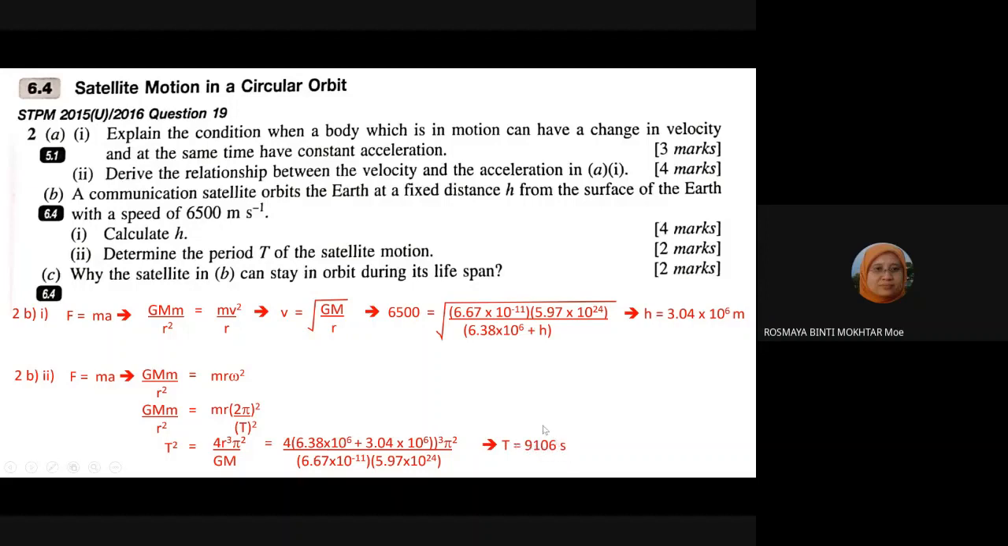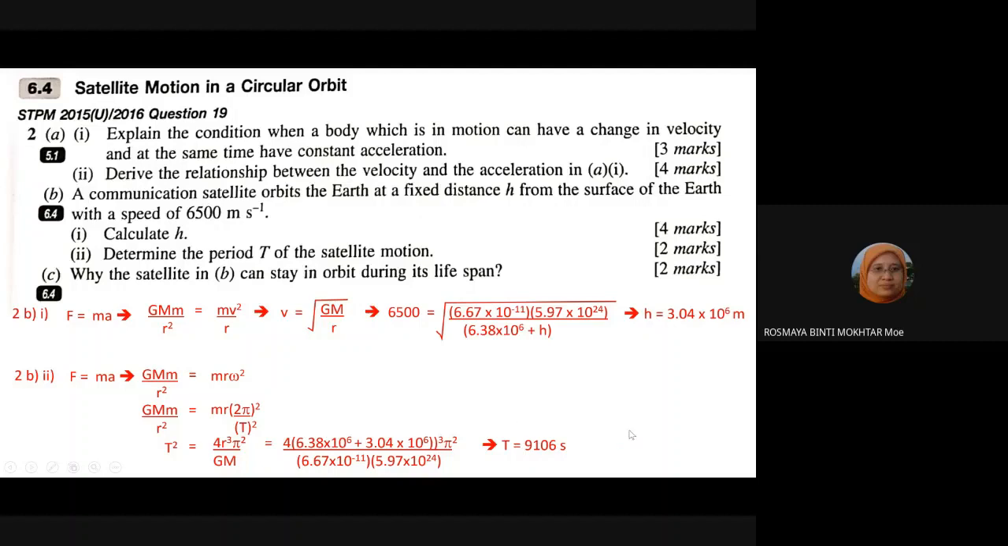Or you can use 2 pi r per v for one complete circle, as in the previous question. Here v is given, that's why it's 2 marks. Because v is given, it's very easy, so you just use 2 pi r per v. If you use the other method, you can still get full marks, but it's a longer method, longer steps.